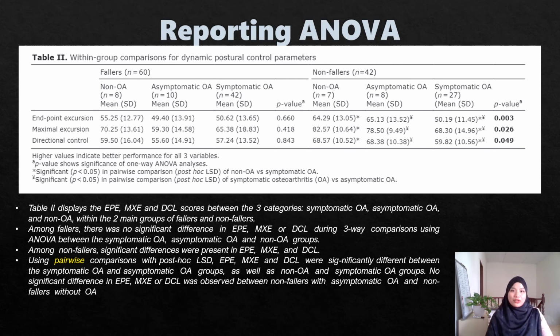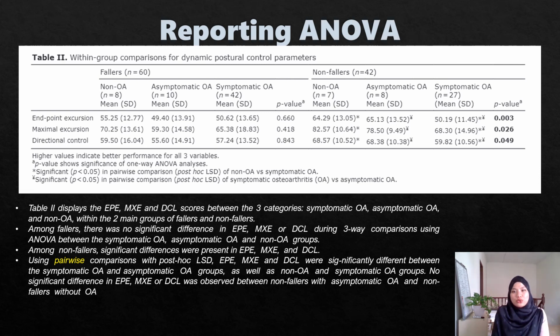And how to report the one-way ANOVA especially. This is from my publication. We looked at three groups: either non-OA, asymptomatic OA, and symptomatic OA. There is a significant difference across groups.